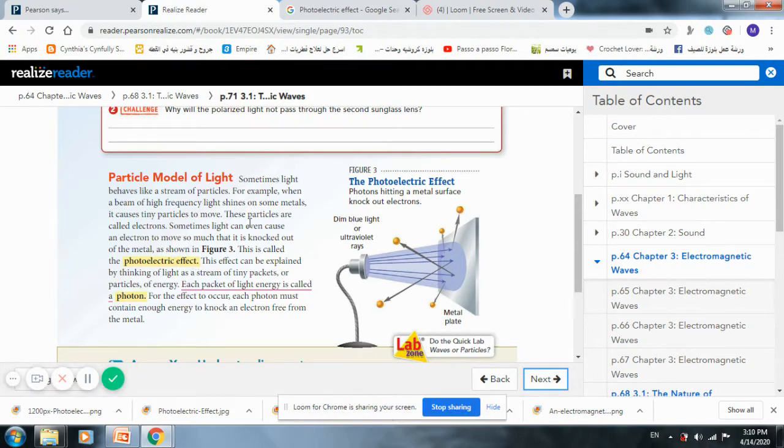All right, these particles are called electrons. The emitted particles here because of incident light are called what? Electrons. Some light can even cause an electron to move so much that it is knocked out of the metal, as shown in figure 3. Now this is called the photoelectric effect.